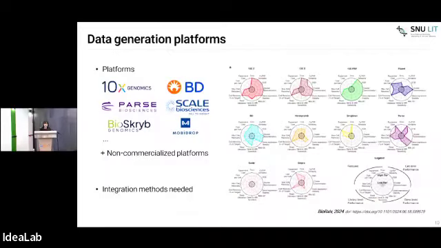Many commercialized data generation platforms are available, and some non-commercialized platforms could be used as well. The different platforms have their pros and cons, and selecting a certain platform could depend on the specific research objectives, budget, and data compatibility. But regardless of the platform chosen, ensuring data quality and consistency across different sources and integration methods will be needed to combine the data for downstream analysis.